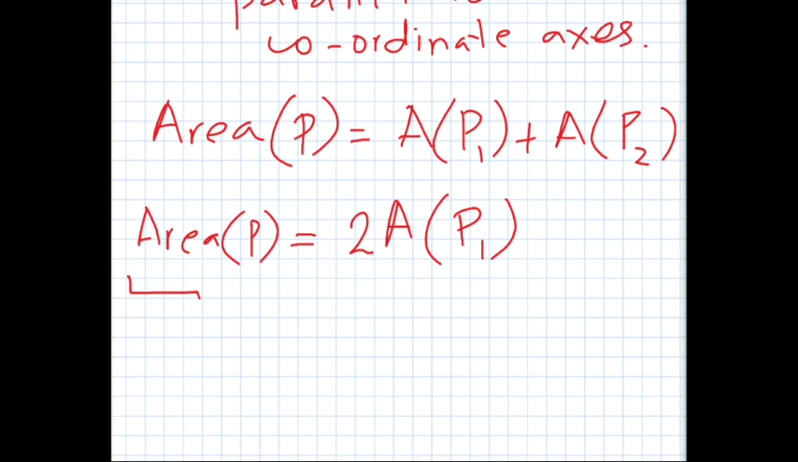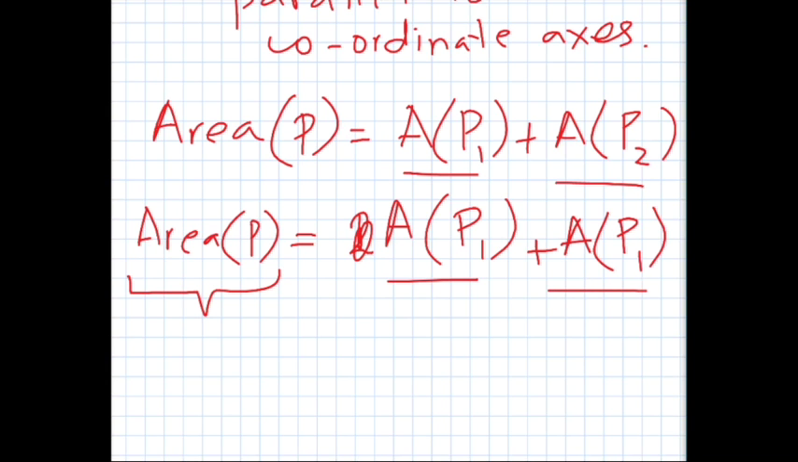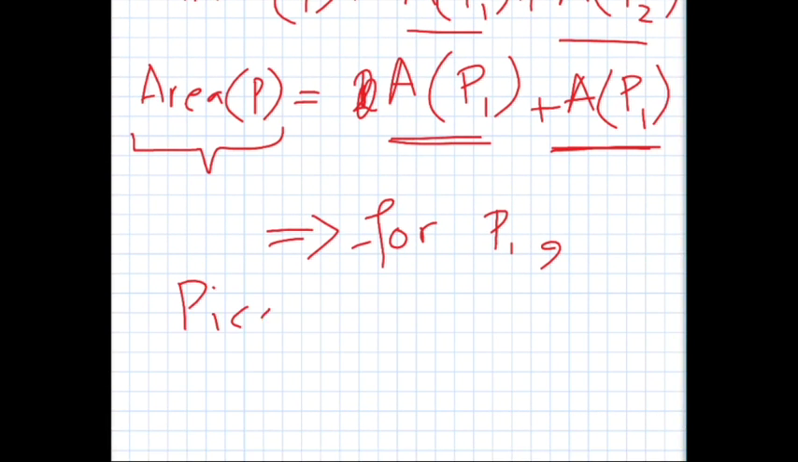Okay. Now note that for this one, Pick's theorem holds. So if for this one Pick's theorem holds, then by the additive lemma, for P1 it holds and for P2 it holds. So now note the sentence here: for P1 it holds and for P2 it holds. This means for P, Pick's theorem holds.